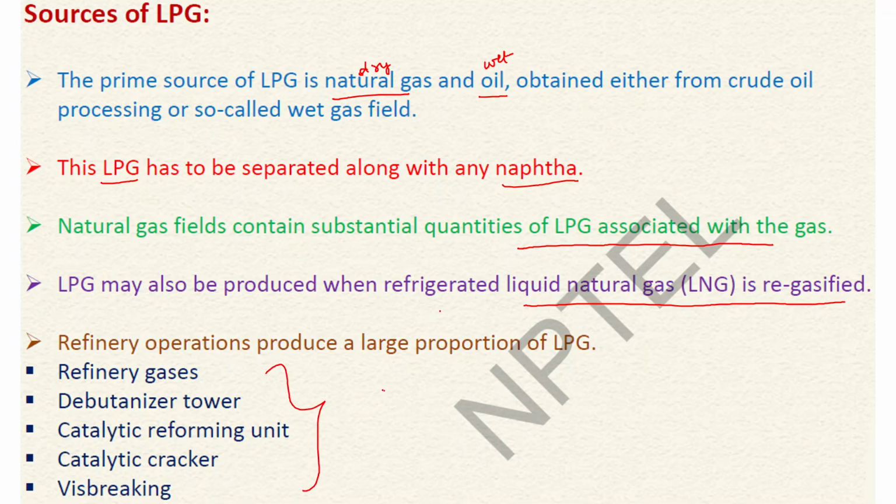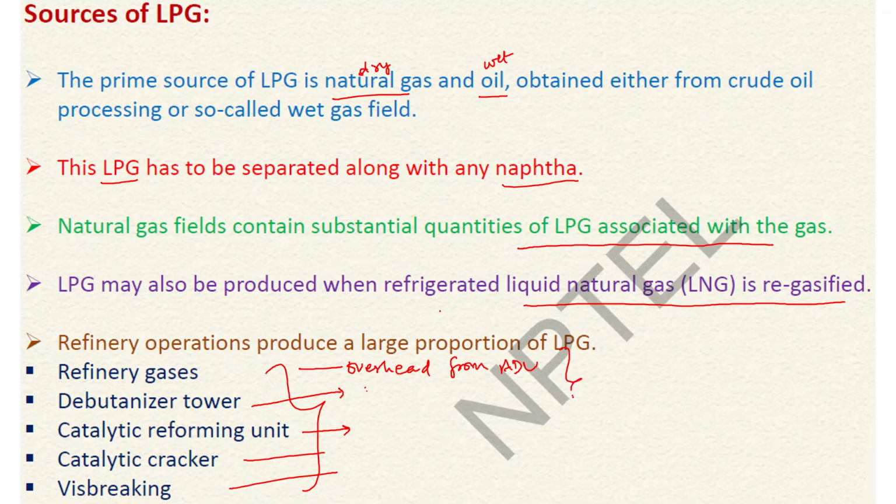They provide a large amount of LPG from the refinery gases, that is, the overhead from the atmospheric distillation unit. Then the debutanizer tower, which is also present in the overhead section of the atmospheric distillation unit itself, where butane is stripped out from the naphtha section, there we can get LPG. Then the catalytic reforming unit, the catalytic cracker and the visbreaking unit also give LPG.